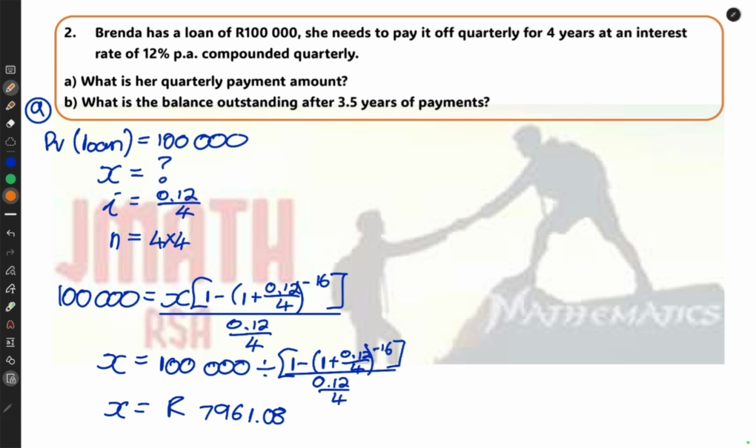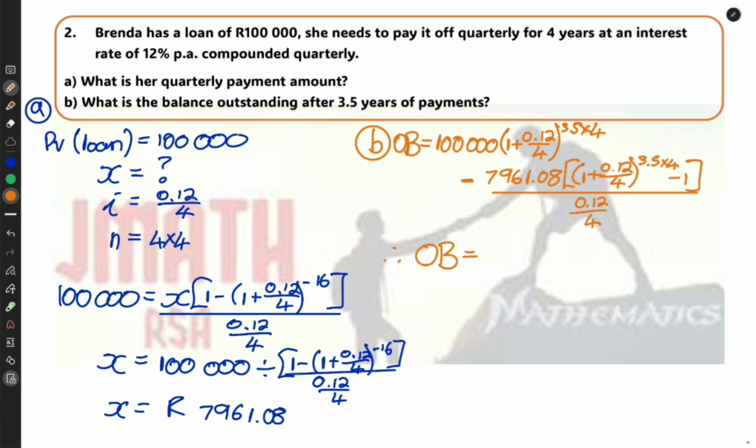Now question B, what is the balance outstanding after 3.5 years worth of payments? So I'm just going to change colors so you can keep track with me. So for B, I now just need to do the outstanding balance. So outstanding balance equals the original loan amount, so 100,000. I'm adding just a compound bracket, same interest rate, and it's also quarterly. And now they are saying 3.5 years. So because they're giving me years, I can just say 3.5 times 4. So now that is the compound part of outstanding balance. And now I must just subtract the future value part. So I'm going to take the X I just worked out, 7961.08, and then just sub it into the future value formula.